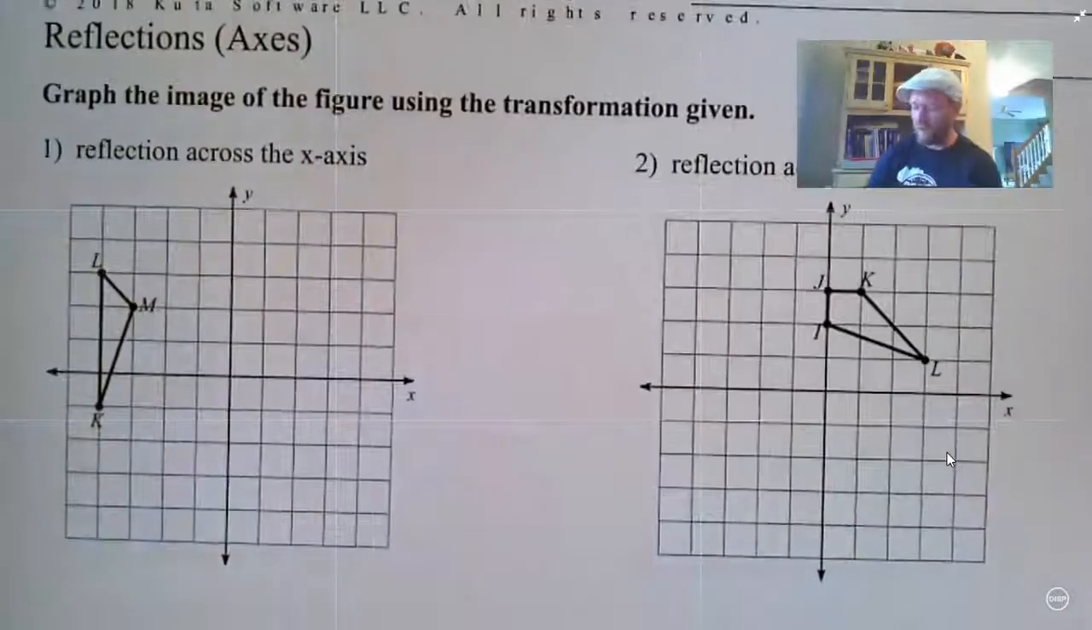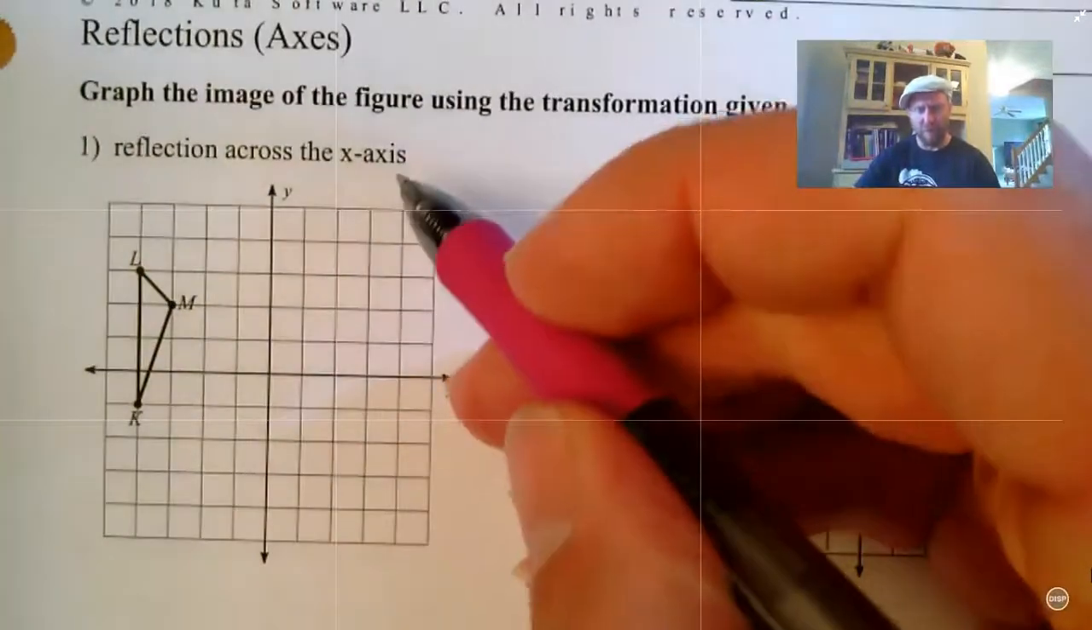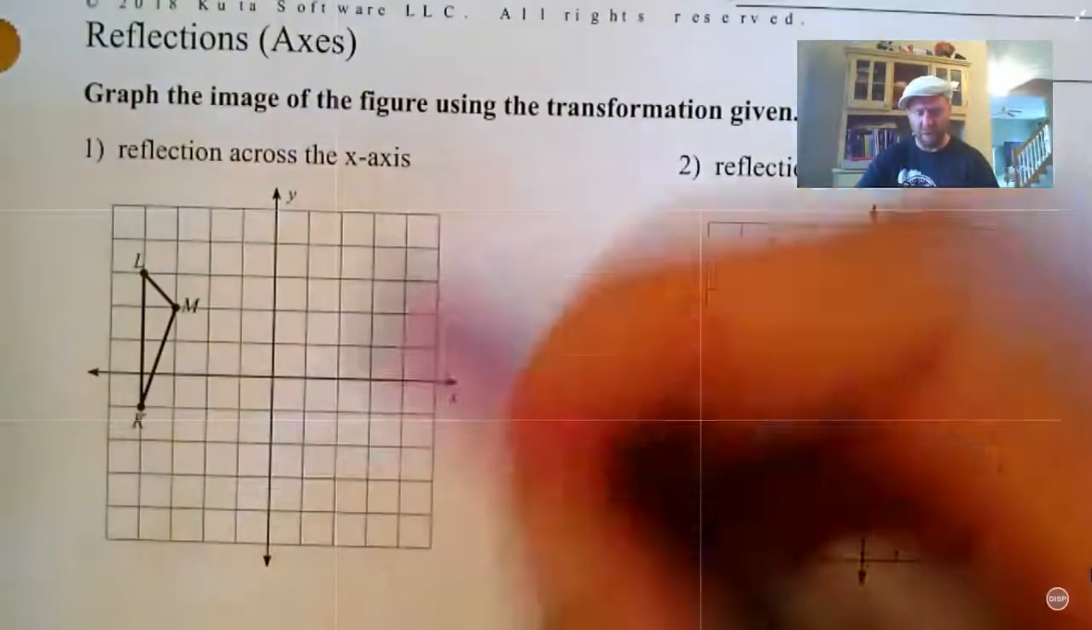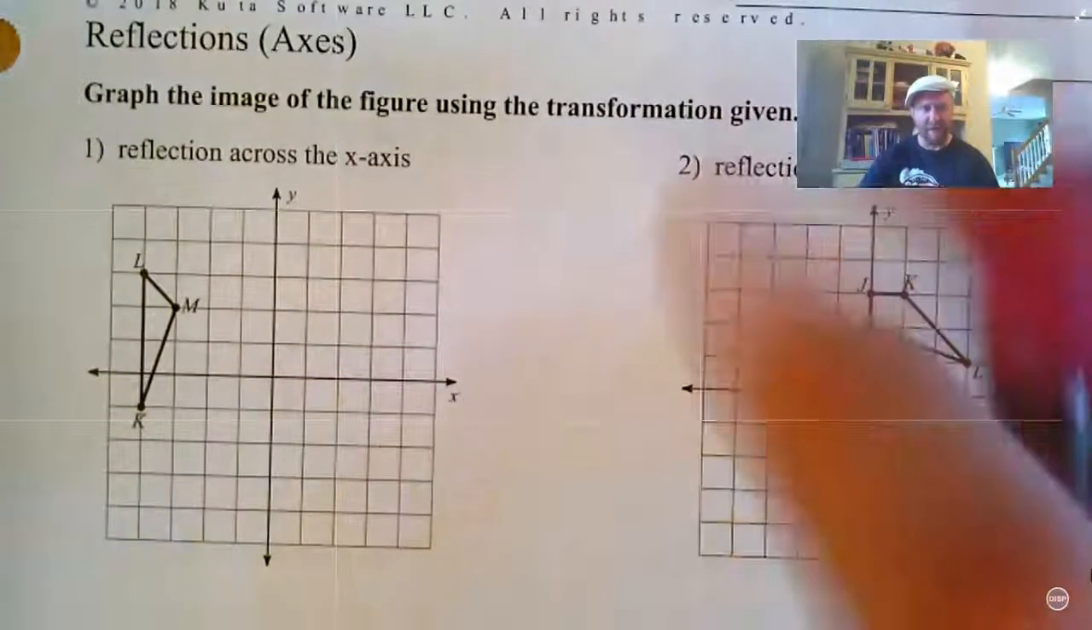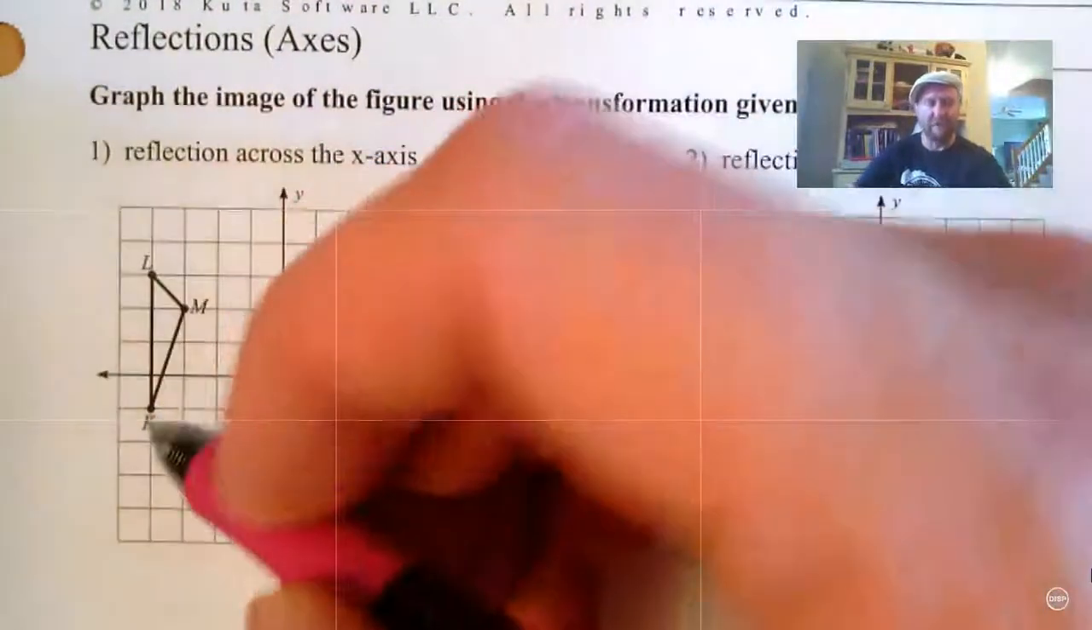Alright, so in this video we're going to be reflecting figures across axes, either the x-axis or the y-axis. And this is pretty straightforward. So here, we're reflecting across the x-axis, sorry, so there's the x-axis. And we just count how many spaces it is for each point.